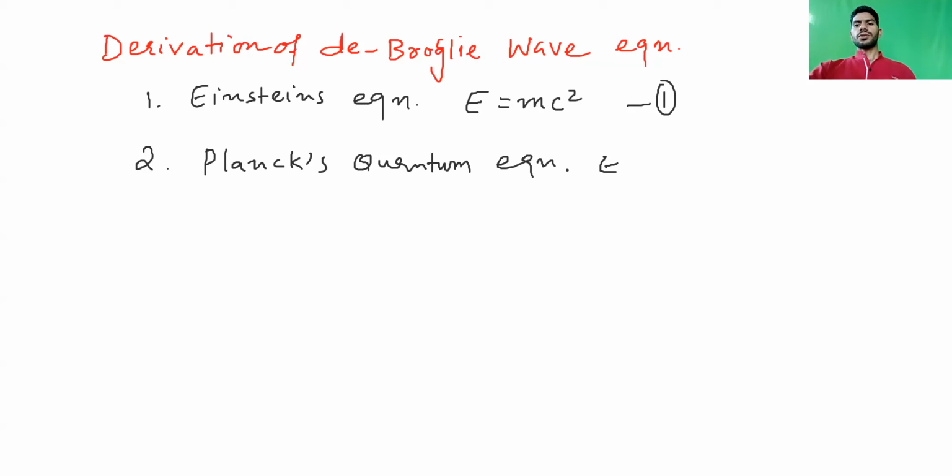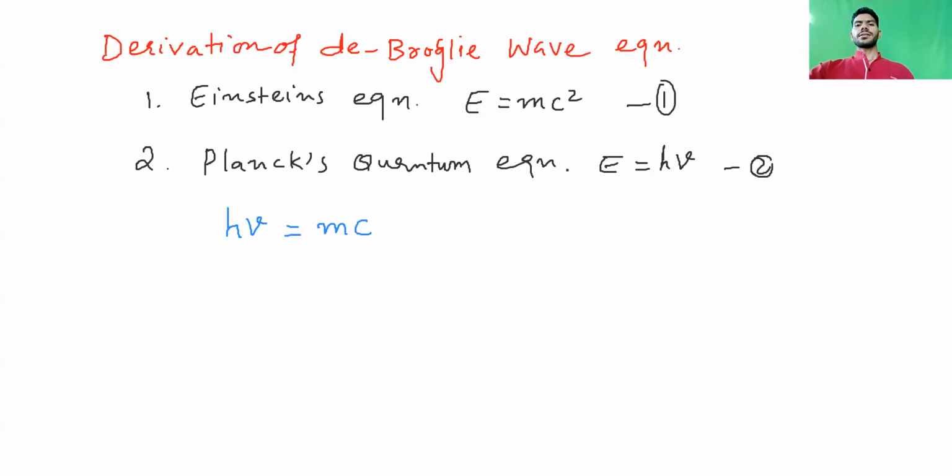That is E is equal to h nu, isn't it? We have studied the Planck's quantum theory. We know that E is equal to h nu, right? Yes, sir. Okay, now can you combine these two? What we will get? So can I write like this? I can write that h nu is equal to mc square.